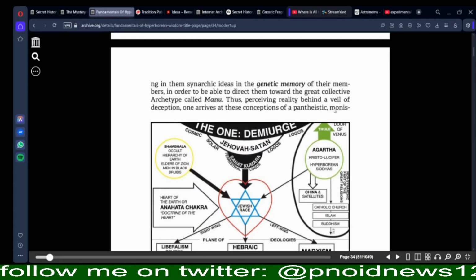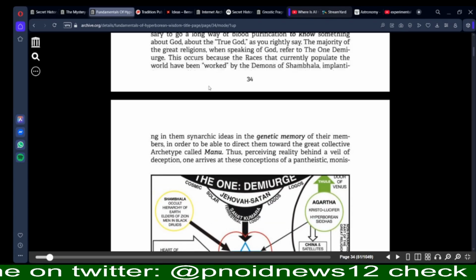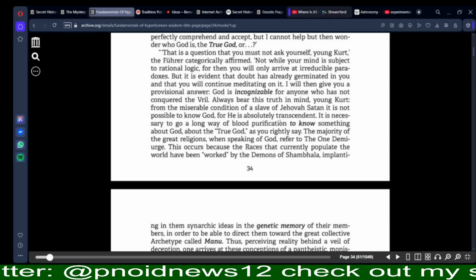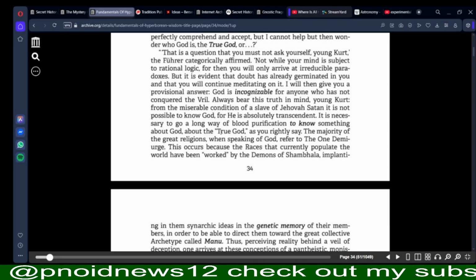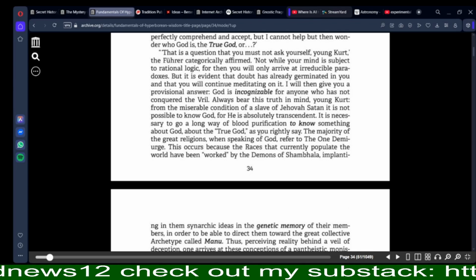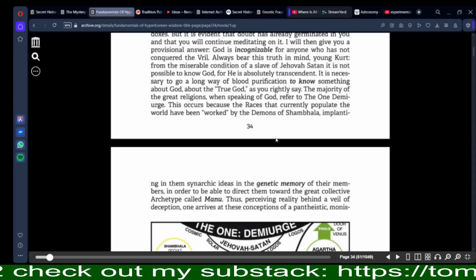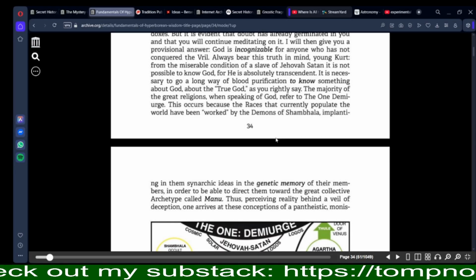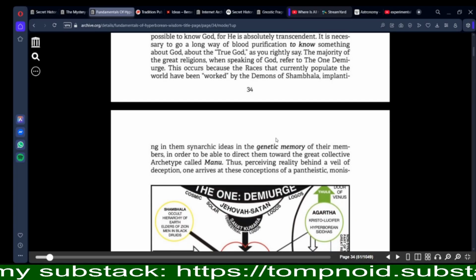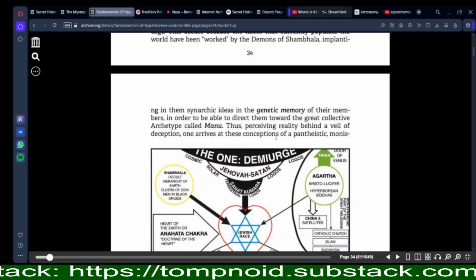He just says them, and then later you get them, the definitions, like this one, Manu. See, look, it says, true God, it is necessary to go a long way of blood purification to know something about God, about the true God, as you rightly say. The majority of the great religions, when speaking of God, actually refer to the one demiurge. This occurs because the races that currently populate the world have been worked by the demons of Shambhala, implanting in them synarchic ideas in the genetic memory of their members, in order to be able to direct them toward the great collective archetype called Manu.